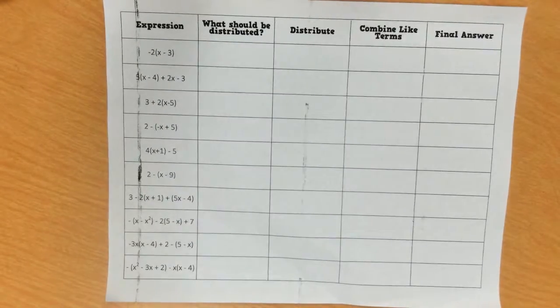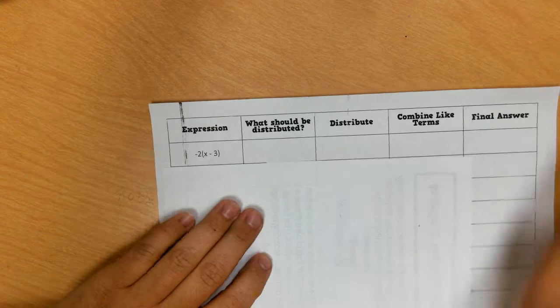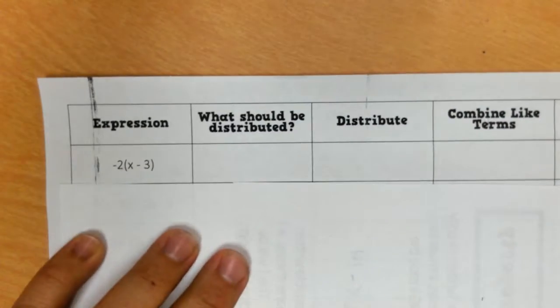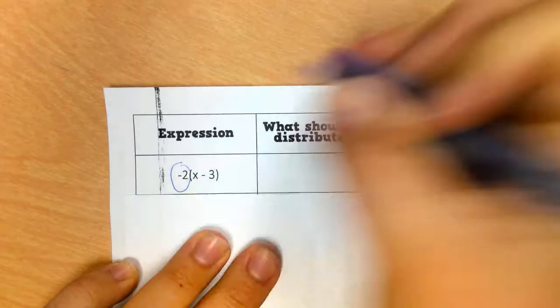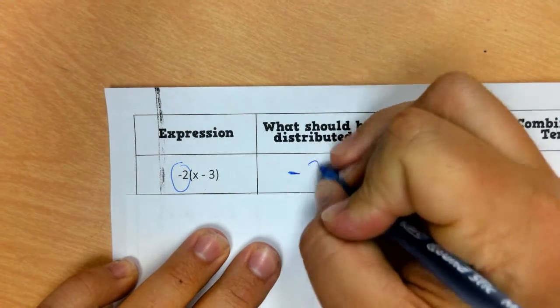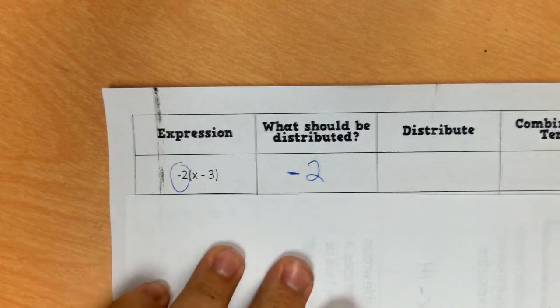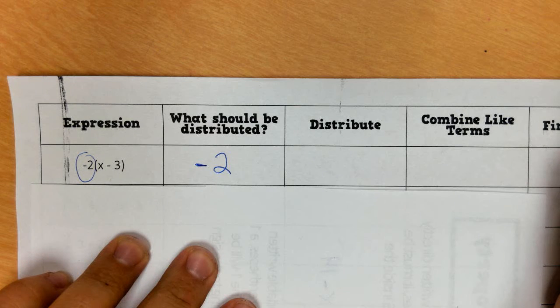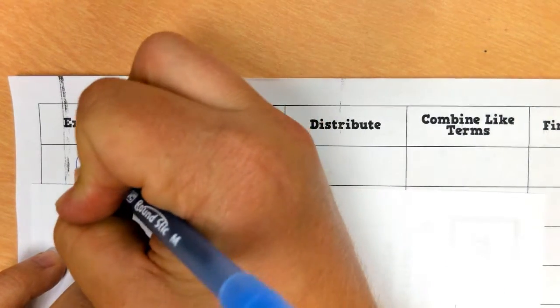So this is some practice on our distributive property. Let's go step by step. We have our expression. What should be distributed? Whatever's in front, so that's going to be -2. Everybody gets a piece of whatever's in front. Now we're going to distribute, and by distribute, they mean draw the arrows.